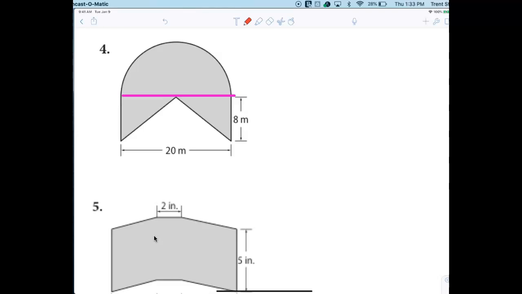How do you find the radius that's not shown? It's half the diameter. I know, but the diameter's not shown.